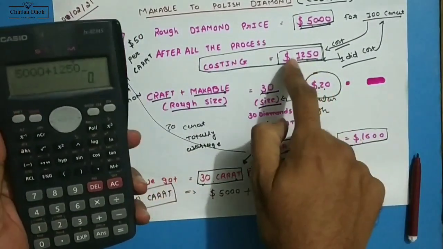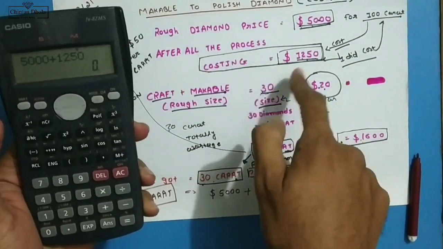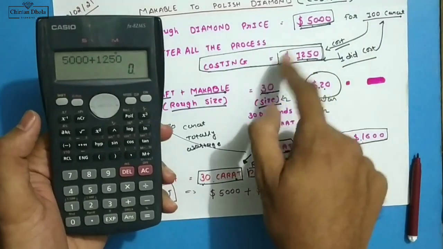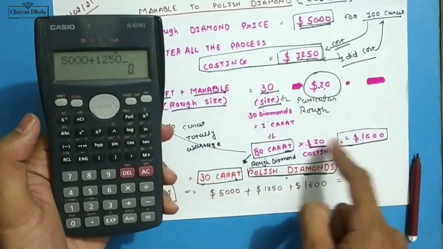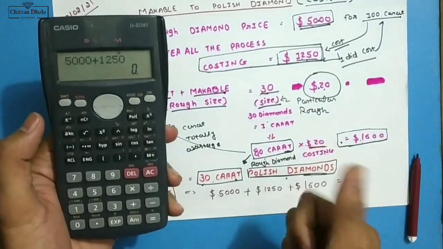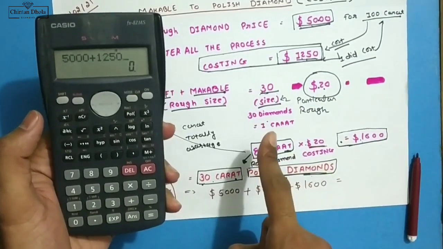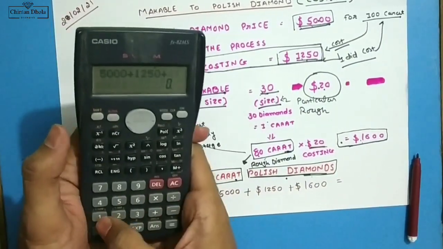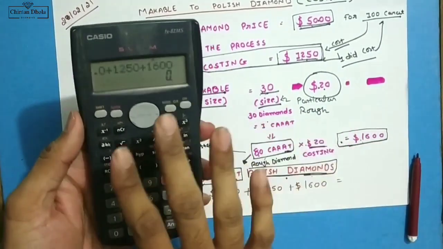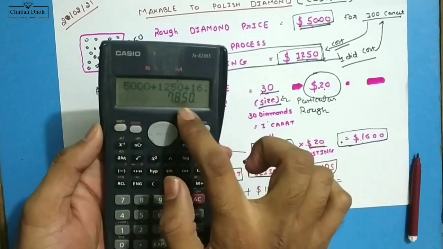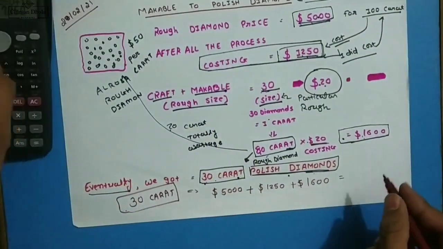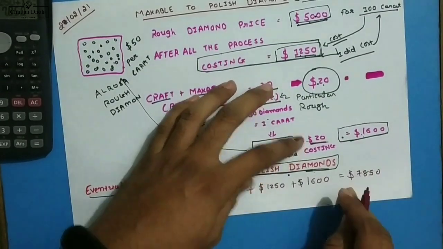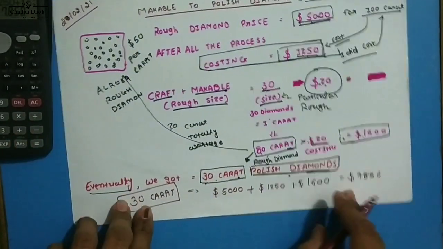And finally, I will show you the exact price, like 5,000 plus 1,250. You can see here 1,250 is for the costing like assortment, like doing some types of machinery work, that is also included in this. And after that, this is only for the faceting process. For a particular 1 carat we do costing like this and we get 600. We have to include this, and finally we get $7850 for this 30 carat diamond.